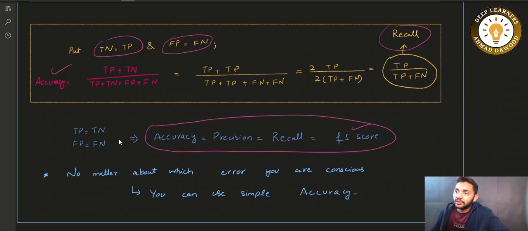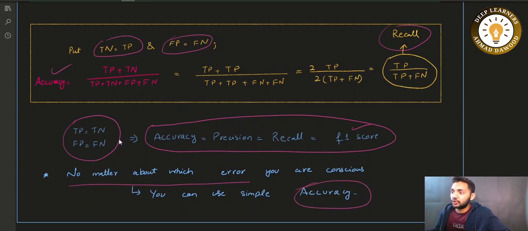So in that case, when you have this type of scenario, your precision, accuracy, recall, and F1 score are all giving the same result, the same score. No matter which error you are more conscious about, you can use simple accuracy. You don't need to go for precision or recall and F1 score. Okay, because here accuracy can explain both errors. Let's say if your model is giving 90% accuracy, then it means that there are 10% errors in your model, and regarding both classes, you will have false positive errors and false negative errors also.